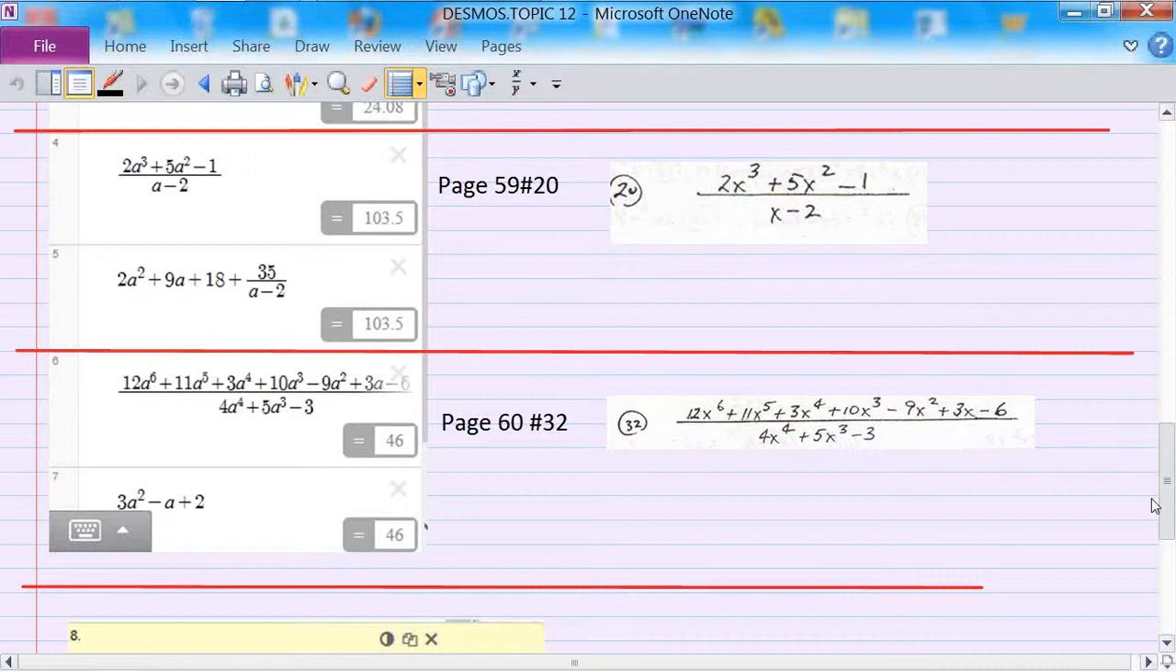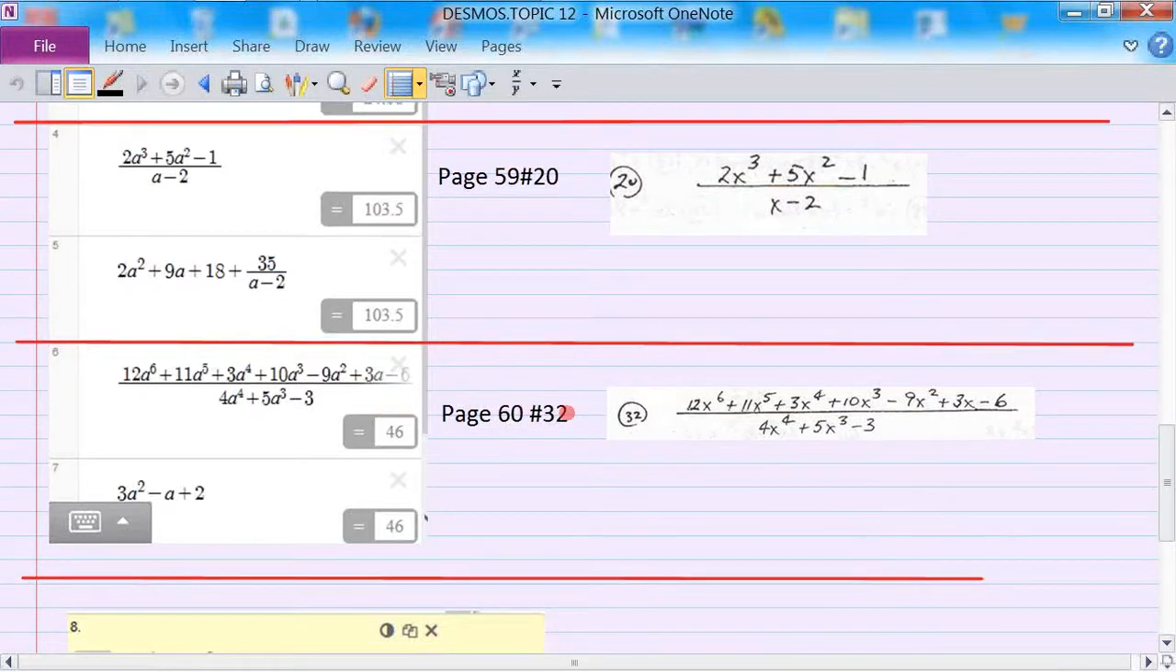So finally, here is a third problem, page 60, number 32. Quite a long, complicated one. It's a little faded here, but this is a 6, this is this, and the denominator here is this over here, and we get exactly this. So you can see that this number and this number are the same.